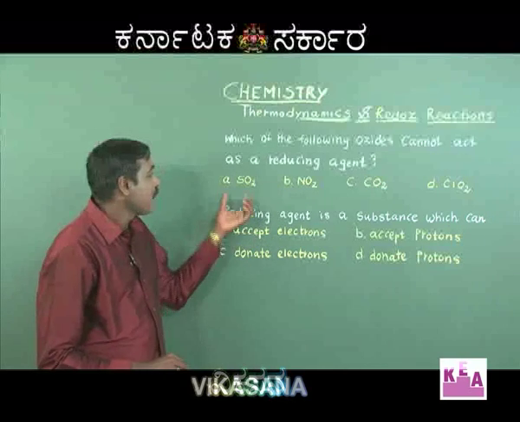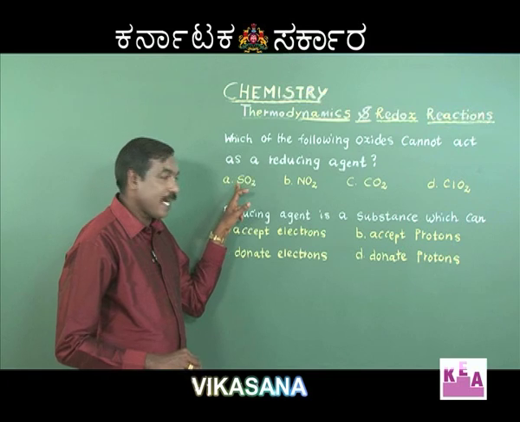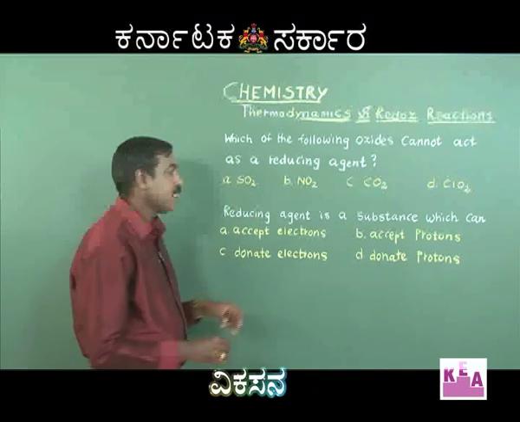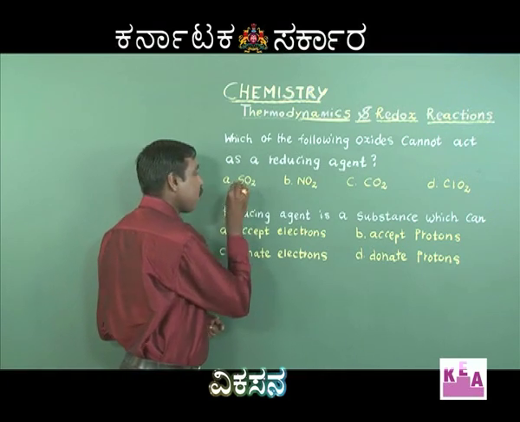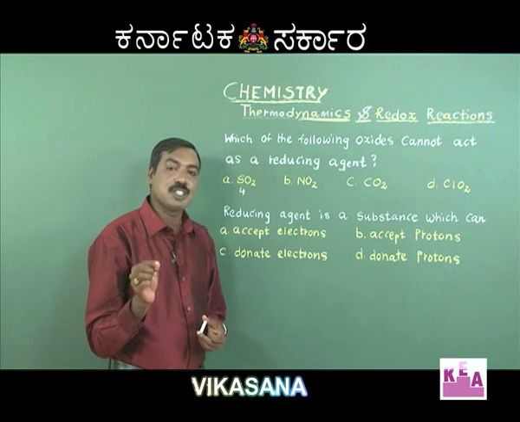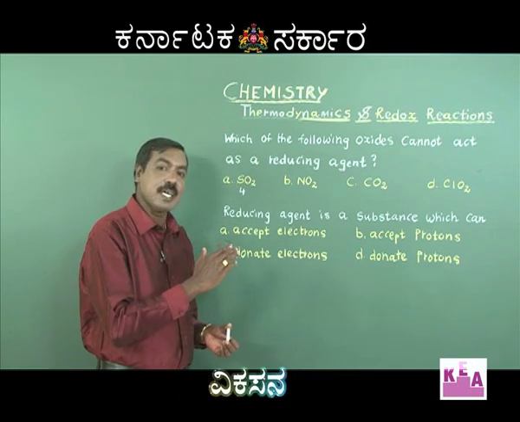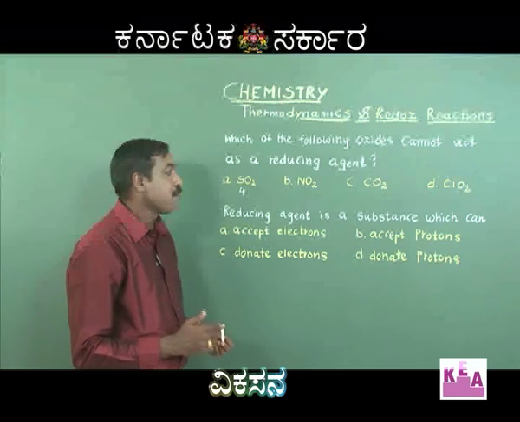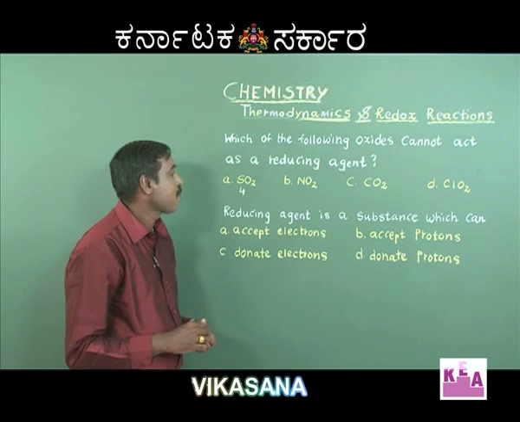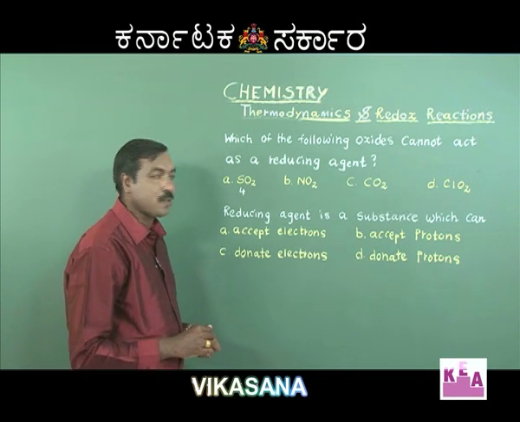Let me help you. SO2, in this sulfur, X plus 2 times minus 2 equals 0, I get sulfur is equal to 4. I know that the maximum oxidation state of sulfur, as I was telling all this while, is plus 6. It has a tendency to go to plus 6, therefore it can act as a reducing agent in further reactions.